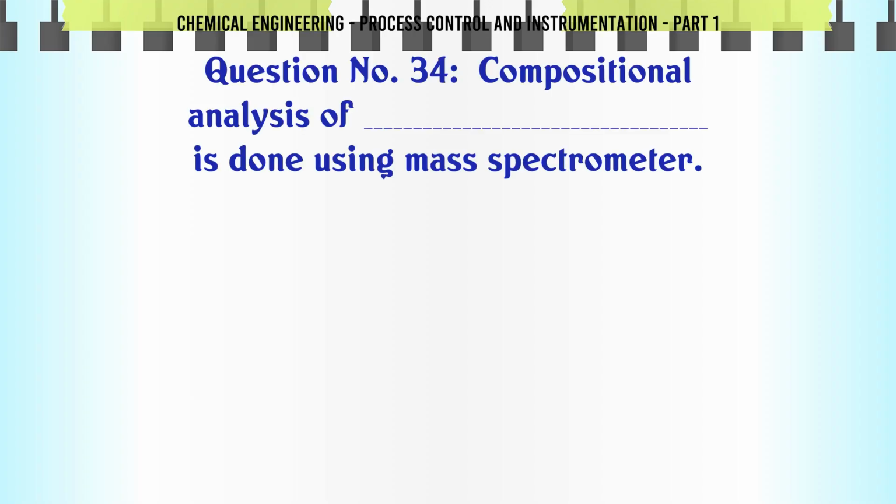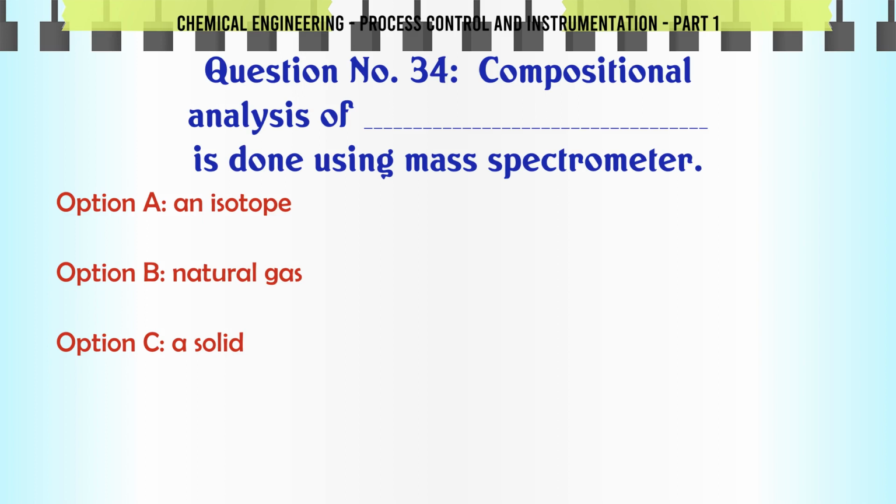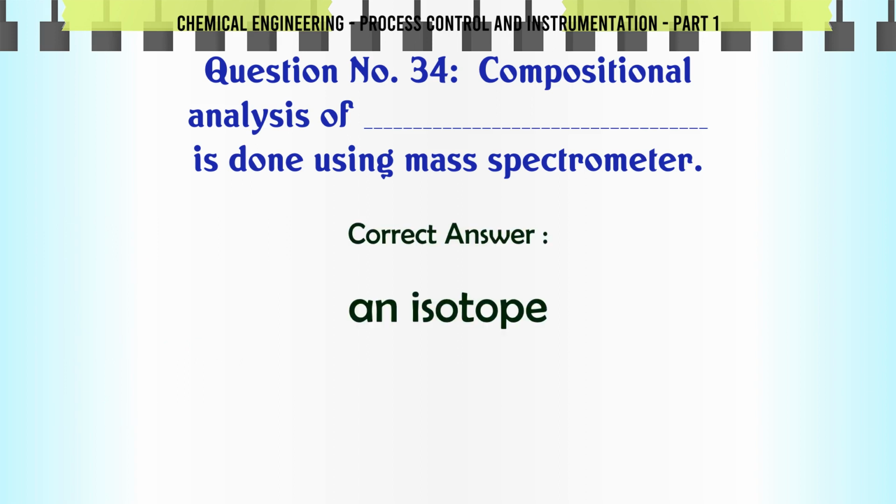Compositional analysis of _____ is done using a mass spectrometer. A. An isotope. B. Natural gas. C. A solid. D. An alloy. The correct answer is an isotope.